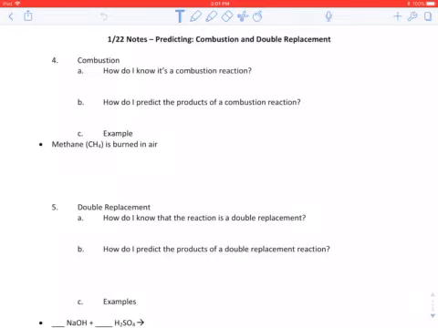Combustion, how do we know we have a combustion reaction? Well, we have a hydrocarbon, which we've represented before with a generic formula of CxHy, and it will always be plus O2. If you have these two items as reactants, you know you have a combustion reaction.